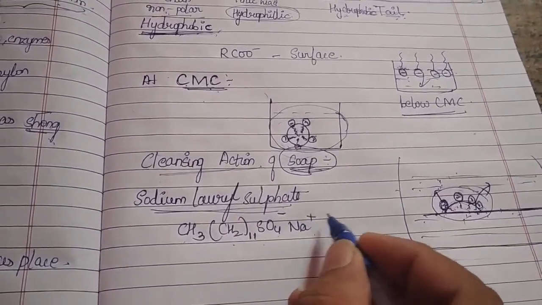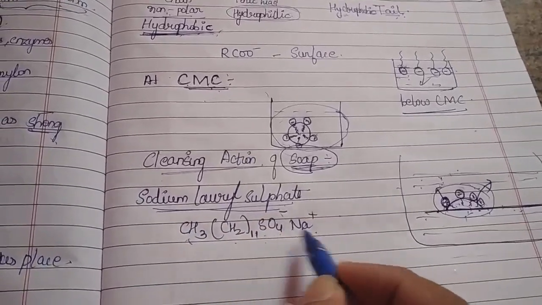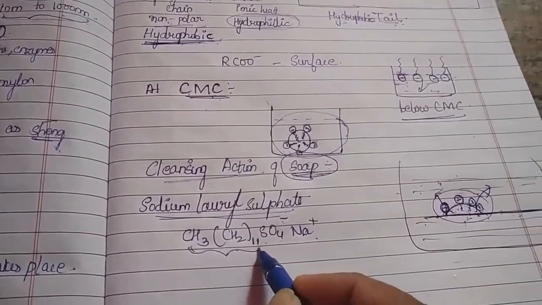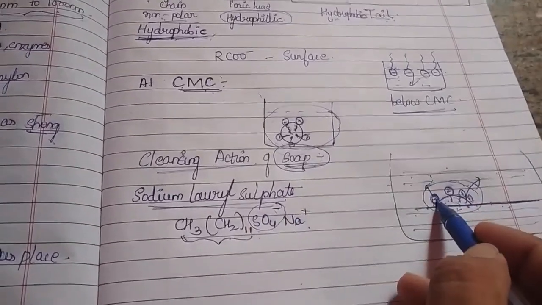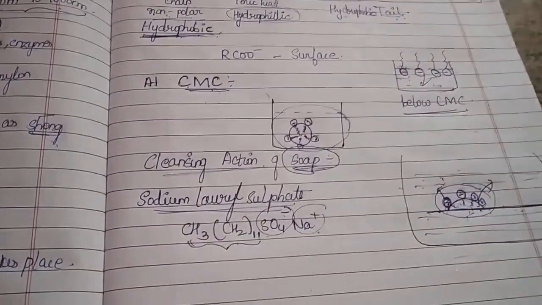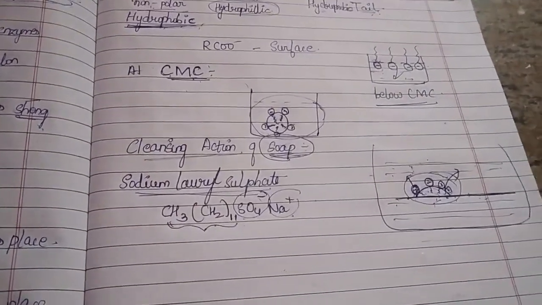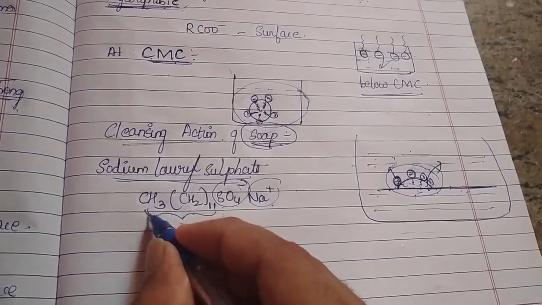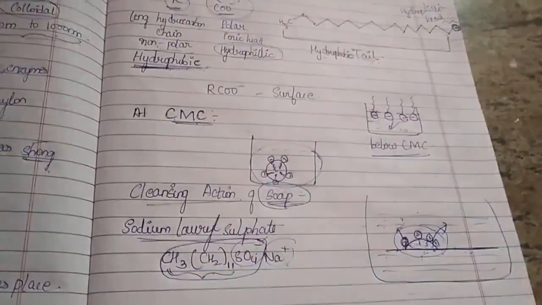The same part, sodium or potassium salt of higher fatty acids. Now when it dissolves, what happens? This CH3(CH2)11 part will be your hydrophobic part, whereas the SO4 minus will be your hydrophilic part. Whatever the cations are, they will split off and will not be of use for us when they dissolve in water. The main mechanism of the cleansing action of soap depends only upon this anionic part, as we have seen.